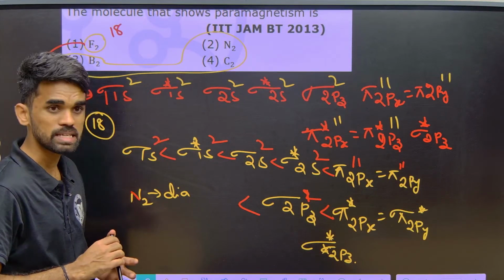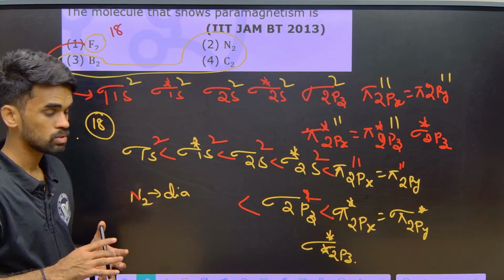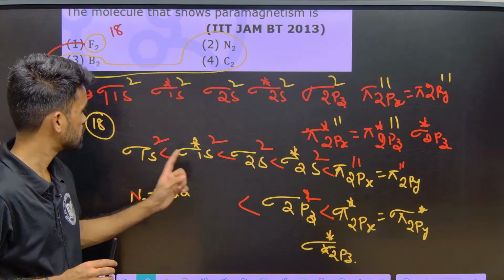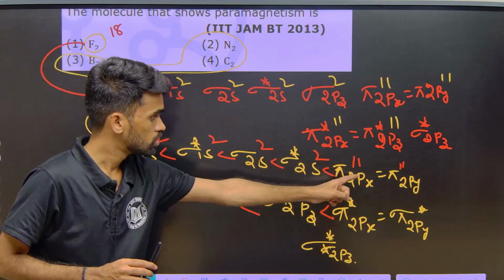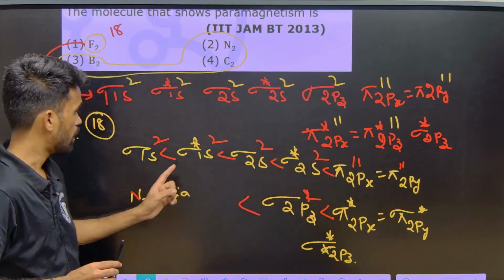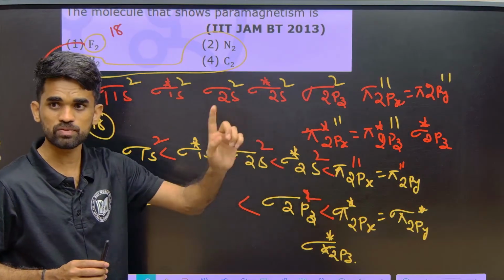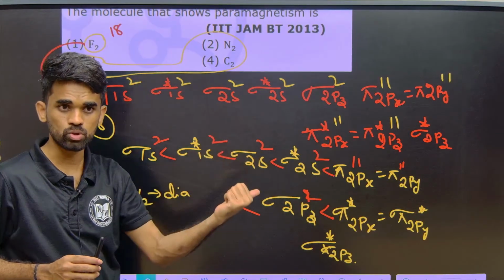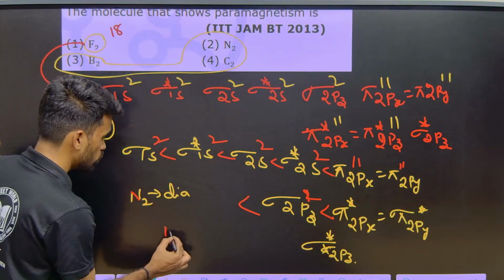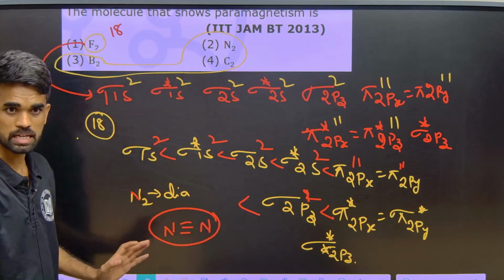Bond order is bonding electrons minus anti-bonding electrons, divided by 2. So you will get 10 bonding electrons. See, 2, 4, 6, 8, 10. Anti-bonding are just 4 electrons. That's it. 10 minus 4 is 6, divided by 2 is 3. So that's why you write N2 like this. Okay, is that clear?